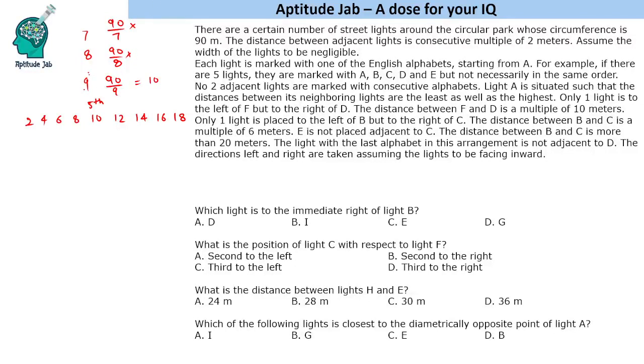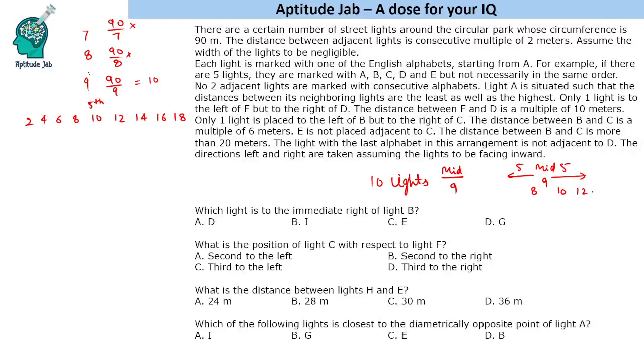Now let us check if more than 9 lights is also possible. If you take 10 lights, the middle number will be 9, because 90 divided by 10 is 9. If there are 10 lights, this is between the fifth and sixth light, and there will be 5 lights this side and 5 lights this side.